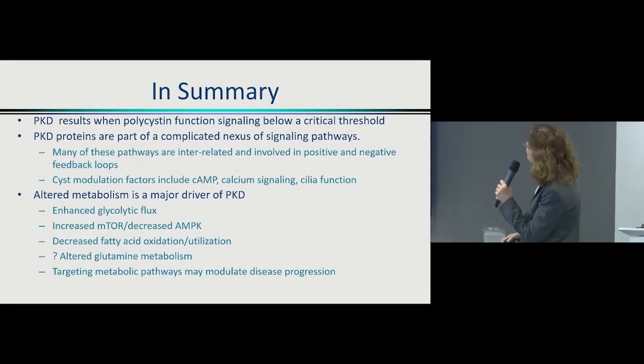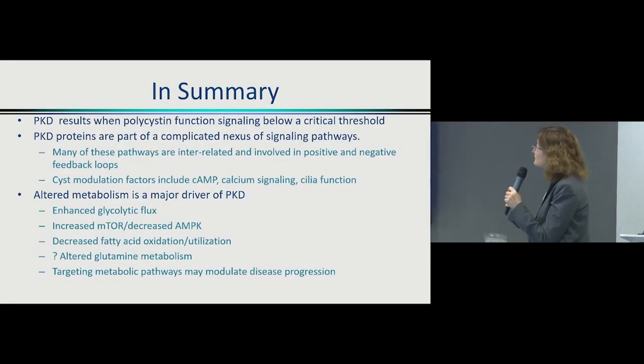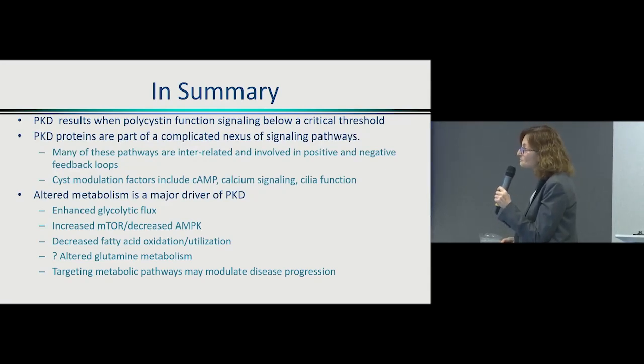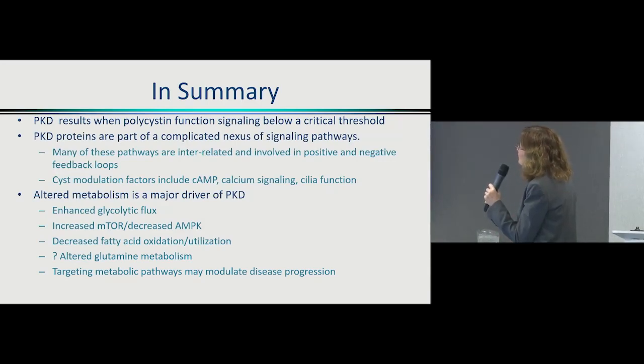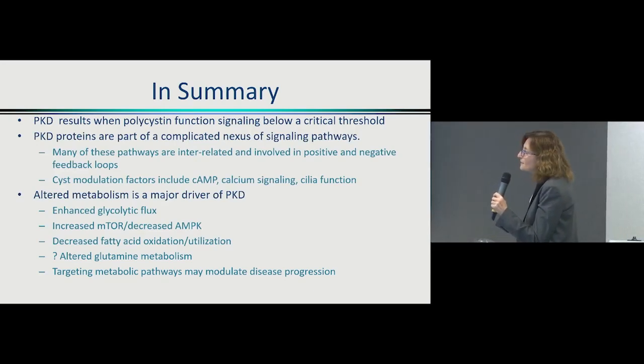So I just want to say in summary that you get PKD when polycystin function falls below a critical threshold. Most of the time in humans, that's going to be by a somatic mutation. PKD proteins are part of a very complicated nexus of signaling pathways. Many of these pathways are interrelated and involve positive and negative feedback loops. Cis modulation factors include cyclic AMP, which we went through, calcium signaling, and cilia function. I think a lot of work has gone into showing that altered metabolism is a major driver of PKD. And I've listed some of the factors there.